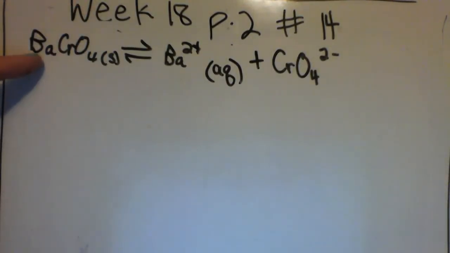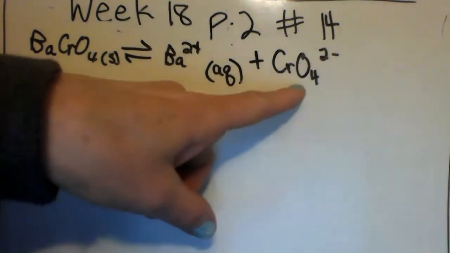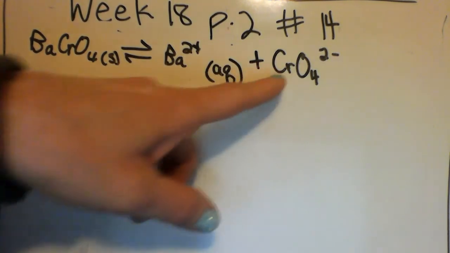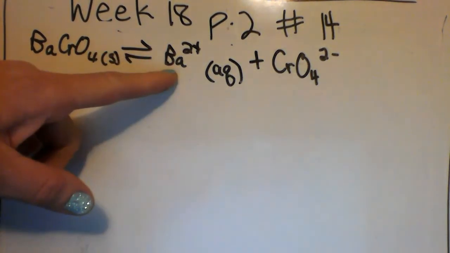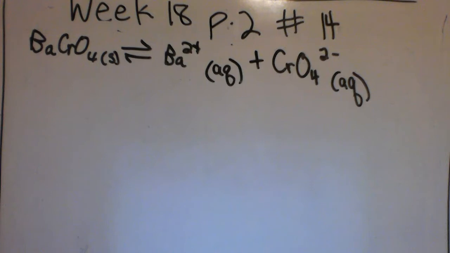Within this solid, there's only one part of each, so neither of them has a coefficient. We know that barium is in group 2A, so it has a 2 positive charge, therefore chromate must have a 2 negative charge. The next thing we do is write the solubility product constant expression.